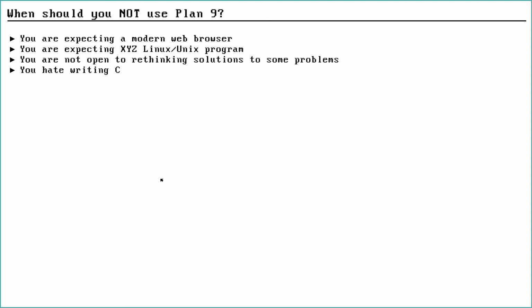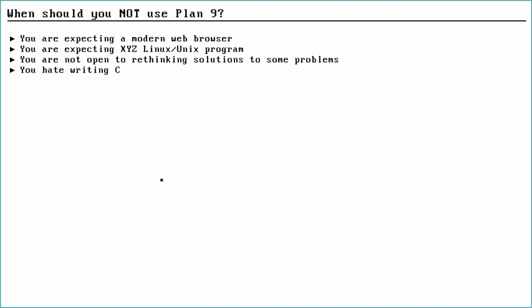We have NetSurf, which doesn't really count, but it's there. If you're expecting some XYZ Linux or Unix program, if you want Emacs, if you can't live without Emacs, you can't fathom using other programs, then Plan 9 might not be for you. Learning the system and utilizing it really makes sense where you walk into the system, you leave your assumptions at the door, and you open your mind to experiencing how Plan 9 accomplishes the tasks that it wants to accomplish.